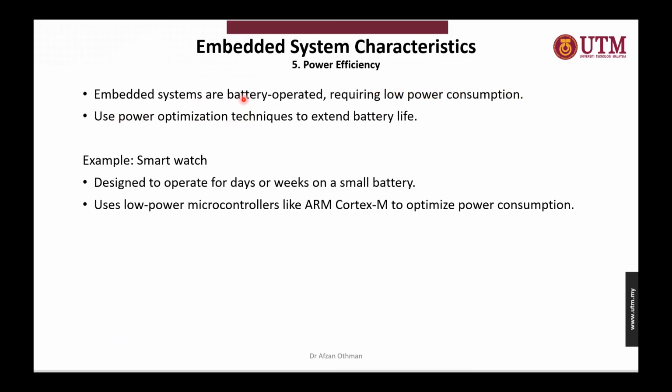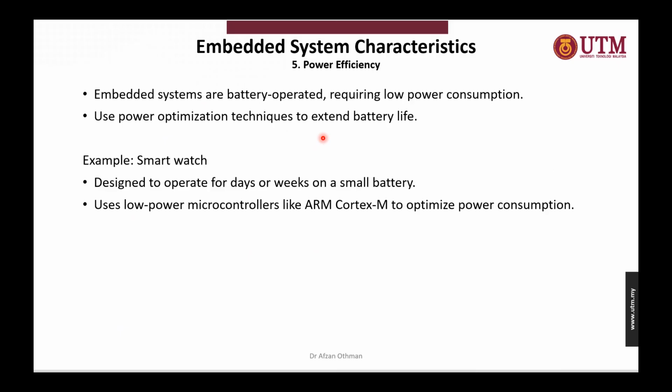Examples of power optimization techniques are supporting low power sleep modes. Whenever the device is not used, you can put the device in sleep mode, and when you're going to use the device, you wake it up from sleep. Or you can adjust the voltage and clock frequency of the processor based on the workload. By adjusting the voltage and clock frequency, you can reduce the power consumption.